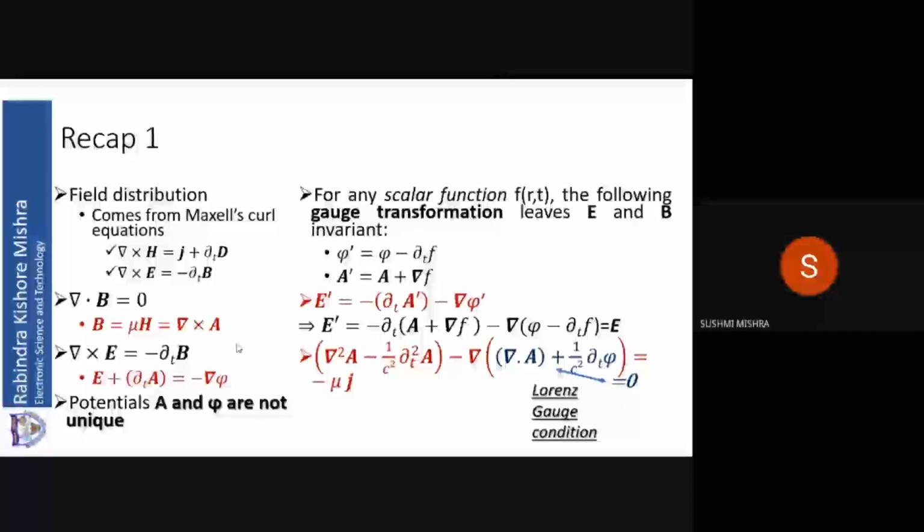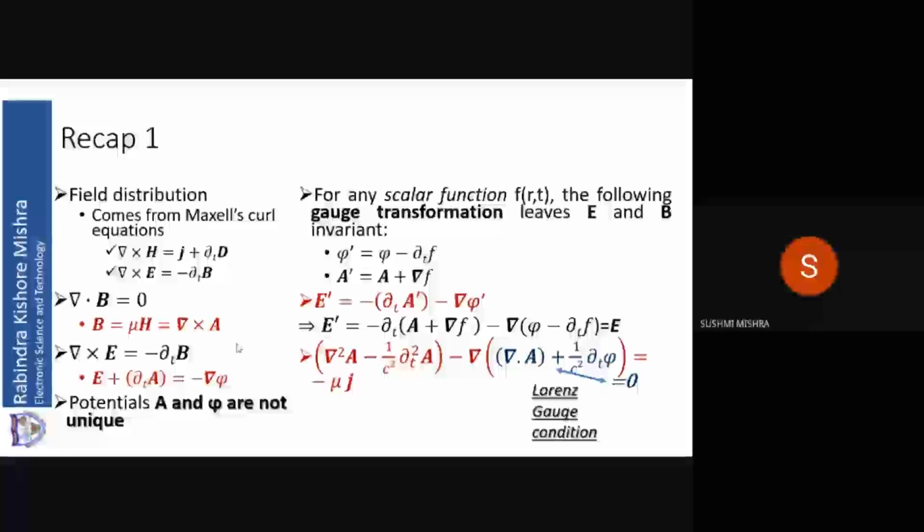When we found out curl of H, which is equal to ∂D/∂t, we found this equation: del square A minus 1 by c square ∂²A/∂t², which is the second derivative of A with respect to time, minus gradient of divergence of A plus 1 by c square ∂φ/∂t is equal to minus mu J. Now from this we obtained the Lorentz-Gauge condition, which is divergence of A plus 1 by c square ∂φ/∂t is equal to 0. This was given by Lorentz.